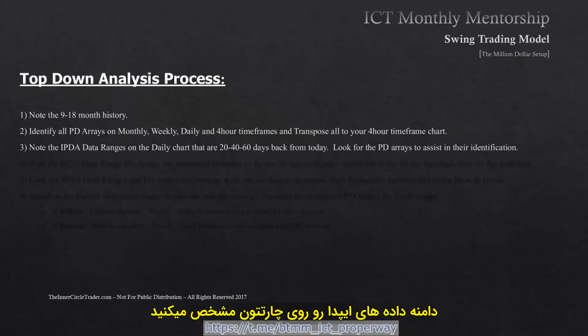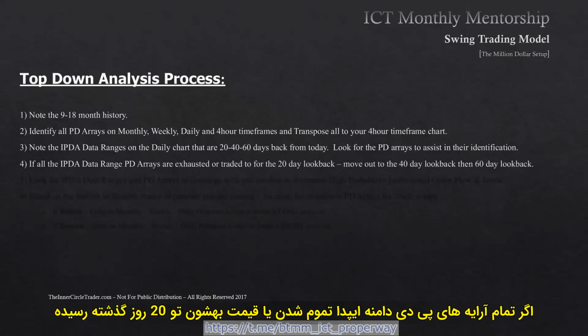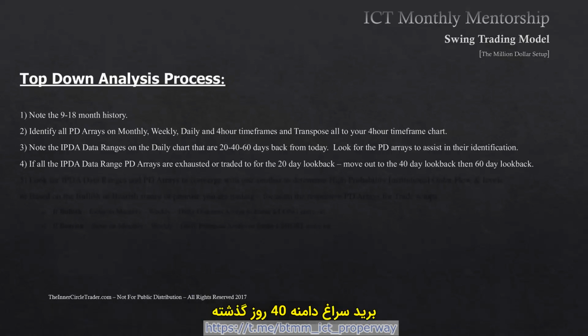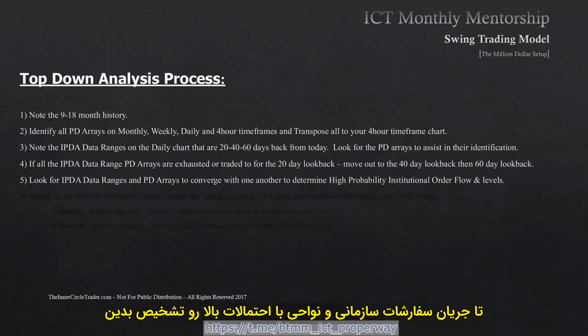Note the IPTA data ranges on the daily chart that are 20, 40, and 60 days back from today. Look for PD arrays to assist in their identification. If all the IPTA data range PD arrays are exhausted or traded to for the 20-day look back, move out to the 40-day look back, then to the 60-day look back. Look for the IPTA data ranges and PD arrays to converge with one another to determine high probability institutional order flow and levels.